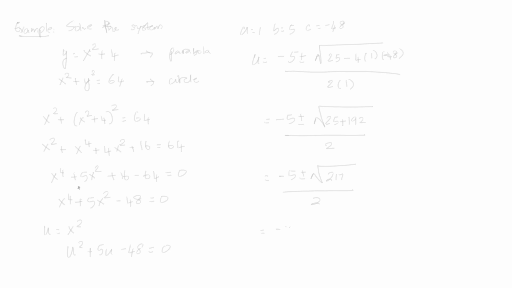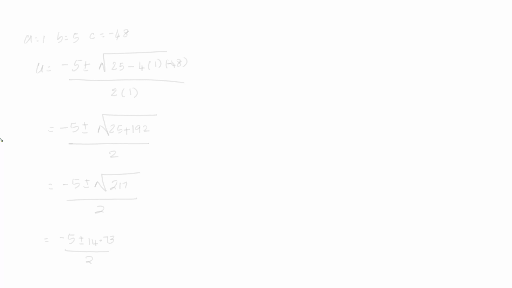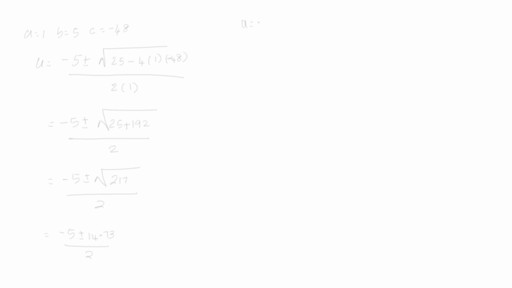The square root of 217 is 14.73. So the two solutions for u are u equals minus 5 plus 14.73 over 2, and u equals minus 5 minus 14.73 over 2. So we'll end up getting 9.73 over 2 and minus 19.73 over 2. So the answer would be 4.865 and minus 9.865.